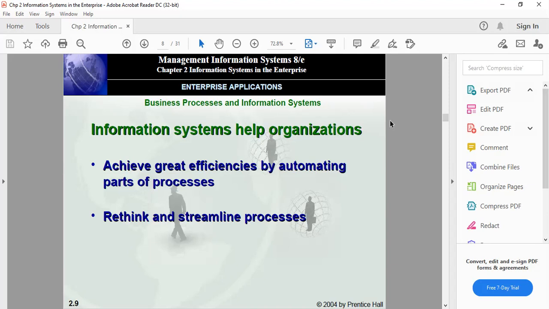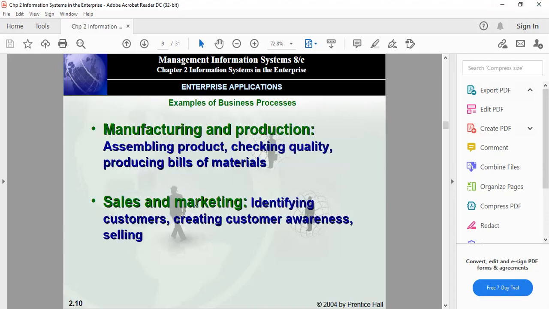Specifically here, we can also achieve further great efficiencies if we automate parts of the processes. Then we can rethink and streamline processes. So we think about these items, the processes, if they can be improved further, or they can be modified or developed or changed if ever they're no longer working, and they can be ironed out and streamlined with certain issues.